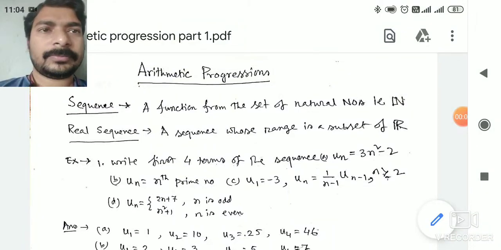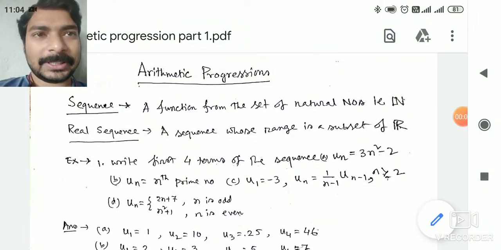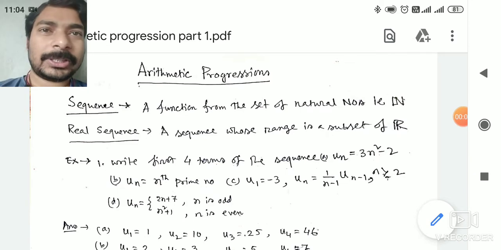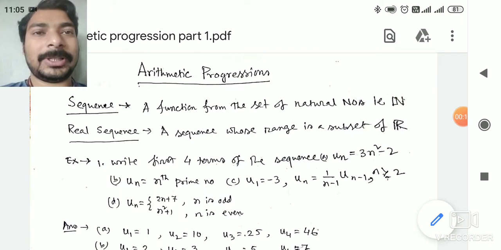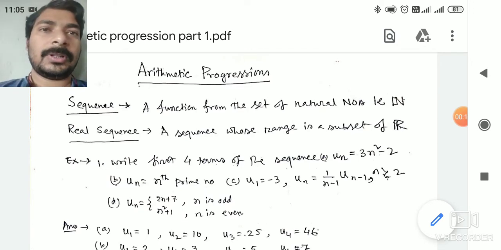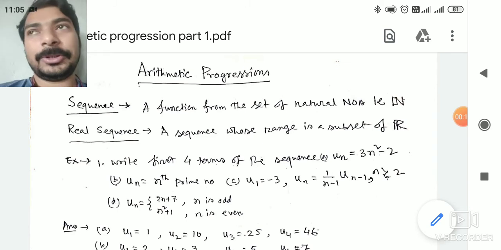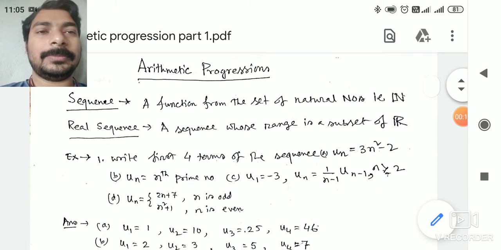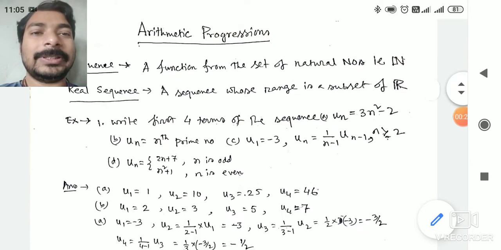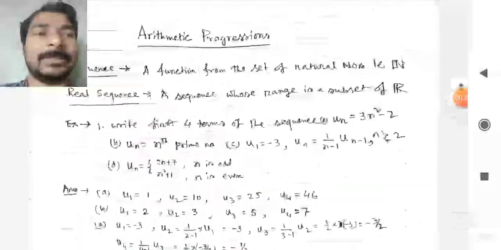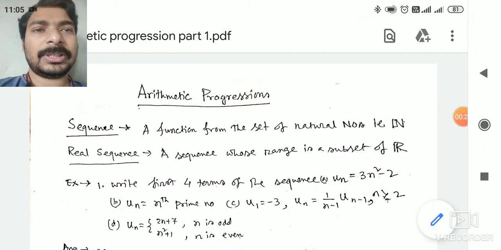Hi friends and students. In this session, I am going to start the arithmetic progression chapter, which is the most important chapter of the algebra section of class 11. Before starting arithmetic progression, we have to learn some basic ideas, that is, sequence, real sequence, series, etc. Okay, so let us first start.